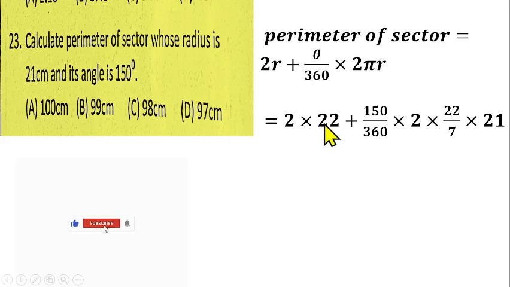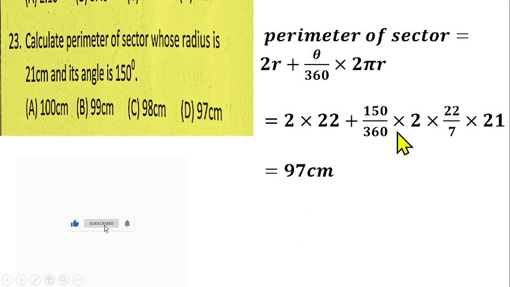Another error, please. This is 21. I don't know why I'm saying 22. This is 2 times 21, not 22. The radius is 21, not 22. So if you substitute, these are 2 times 21 plus 150 over 360 times 2 times 22 over 7 times 21. You can see that this is correct, but I don't know why I managed to write this one as 22, but nevertheless you know what to do in this case.